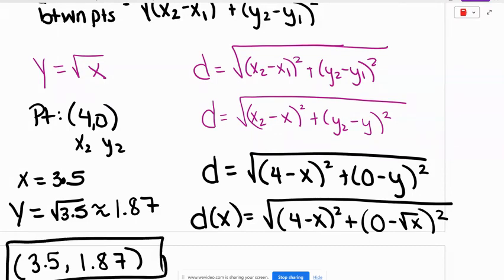Not 3.5. 3.5 comma 1.87. That's the point, right? A coordinate is x comma y.